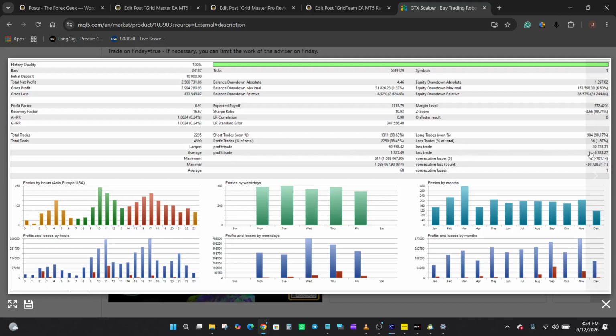The largest profit was 69,558.42. Largest loss was 30,728.31. Average profit 1,325.49, and the average loss was 6,883.27. That tells me that the average risk to reward ratio is pretty bad. But the high win rate was probably a major factor that resulted in the significantly positive total net profit.